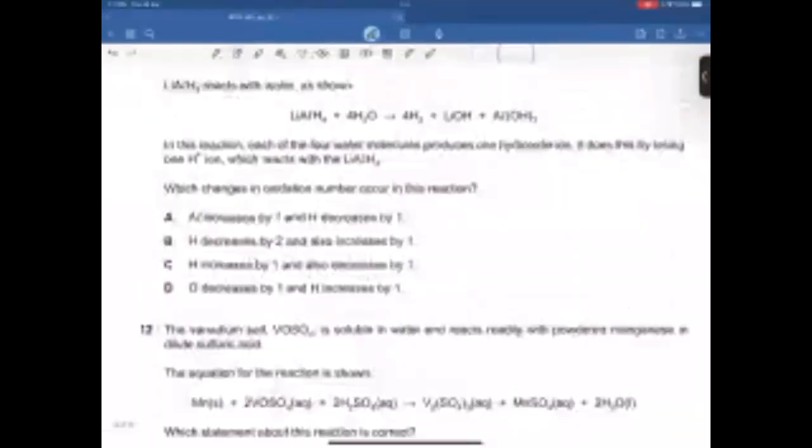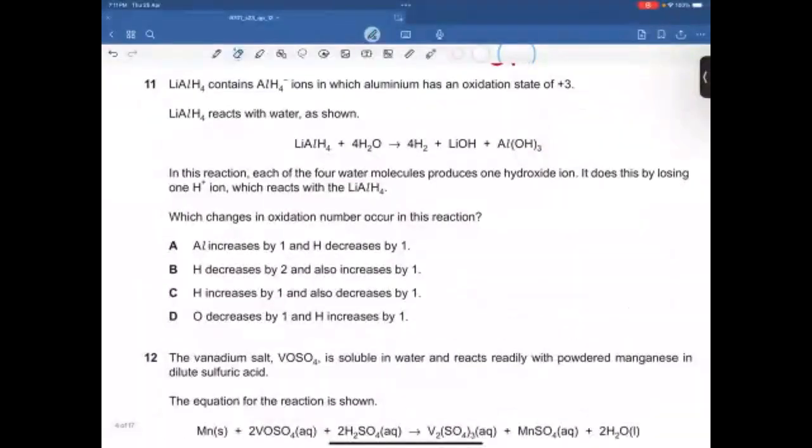All right, guys. Okay, now question number 11 is: lithium aluminum hydride, which is basically a reducing agent, contains aluminum hydride ions, and this aluminum hydride ion has a tetrahedral geometry with a hybridization of sp3, all right, with an angle of 109.5 degrees, in which aluminum has an oxidation state of +3. All right, so aluminum is +3 in this situation.